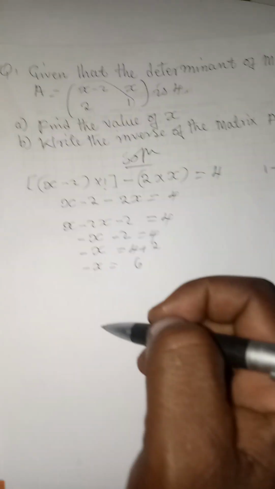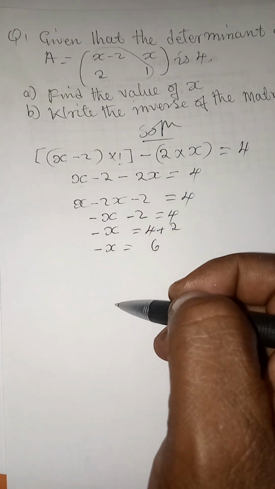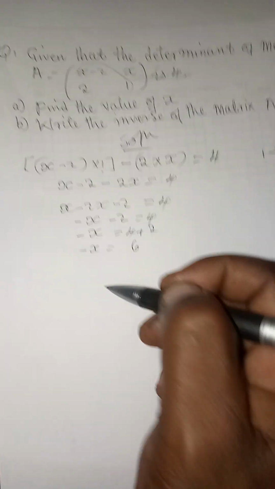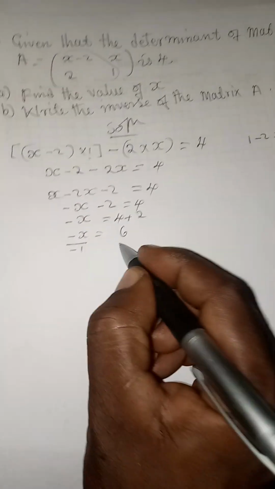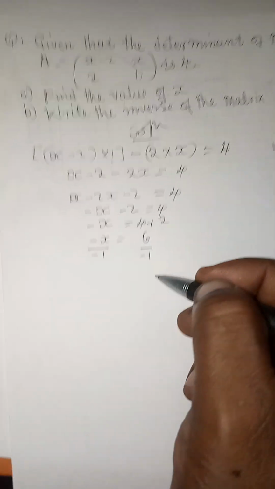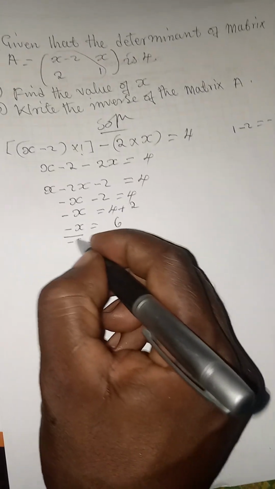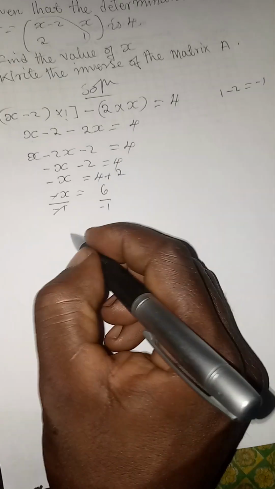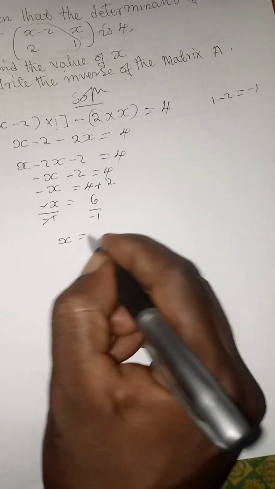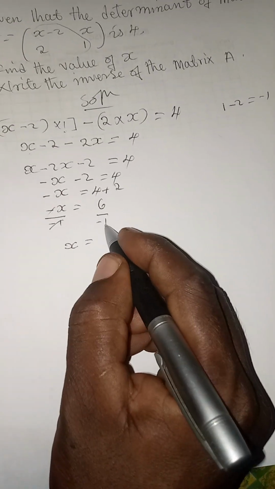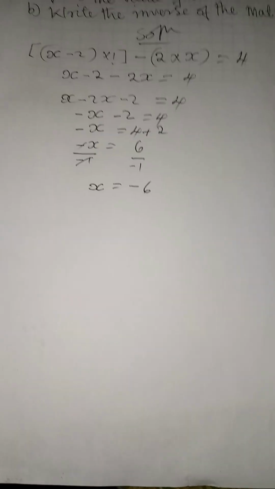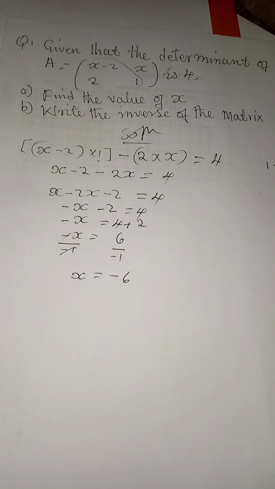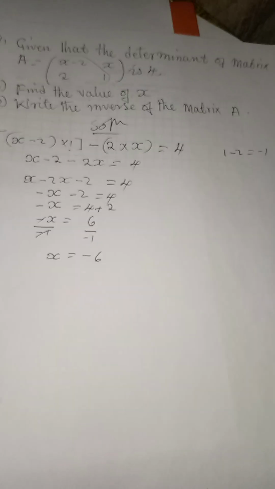So here we want to find the value of x, not the value of negative x. Therefore, we want to get rid of this negative by dividing both sides by negative 1. The negatives go, and we remain with x is equal to negative 6 divided by negative 1, which is negative 6. So that's our value for x. So if it's in an exam, you already got your 2 marks there.